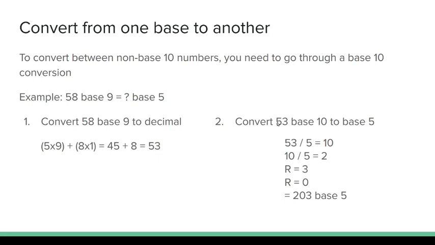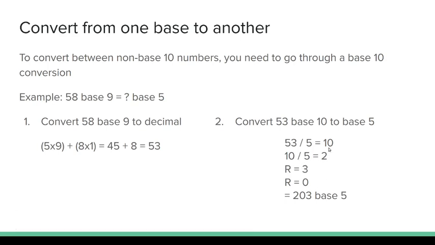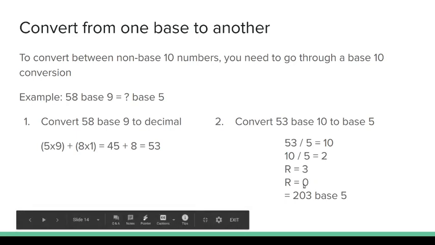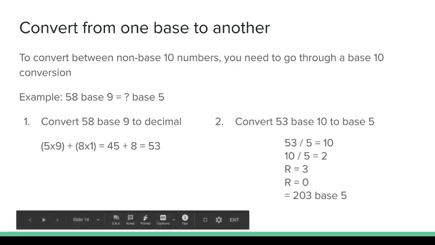Then we convert 53 from base 10 to base 5, and we'll use the division method for that. So we take 53, we divide it by 5, we get 10, and we have a remainder of 3. Then we divide the remaining 10 by 5, we get 2 with a remainder of 0. And we can't go any further because 2 is less than 5. So we write down the 2, then the 0 remainder, and then the 3 remainder, and we get 203 in base 5. Let's look at another example or two like that.